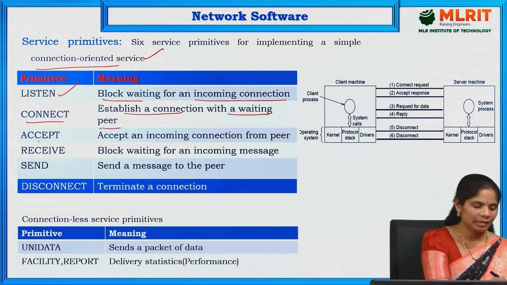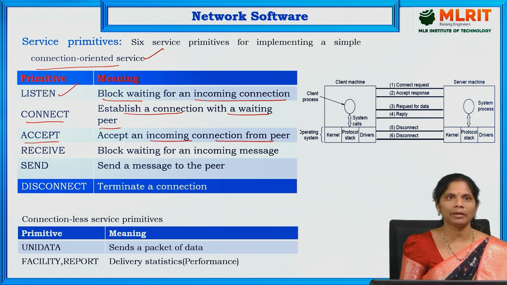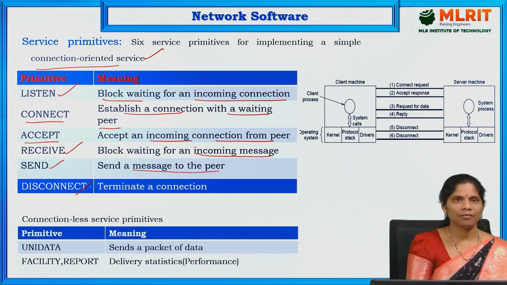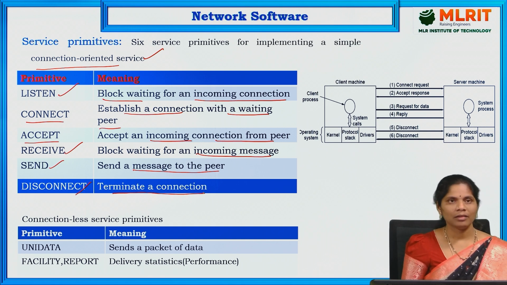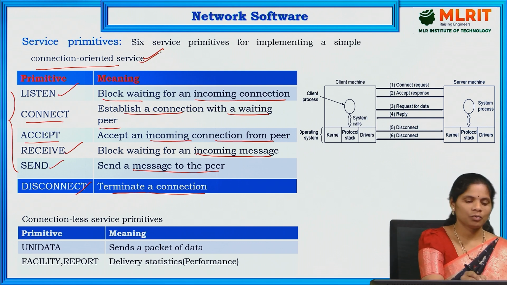The next one is accept. This primitive can be used for accepting an incoming connection from a peer. The next one is the receive primitive, which can be used for waiting for an incoming message. And send can be used for sending a message to the peer. And disconnect, finally, terminates the connection. These 6 primitives are used in connection oriented services.